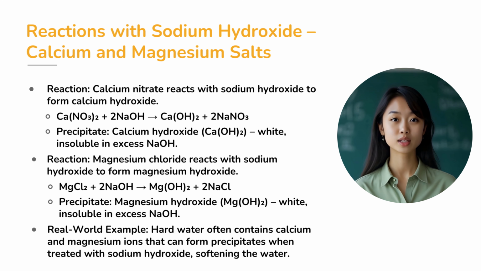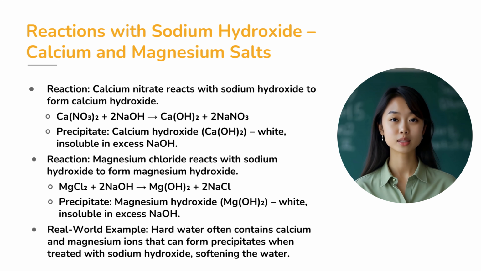When calcium nitrate reacts with sodium hydroxide, calcium hydroxide is formed and it's a white precipitate. The equation goes like this: calcium nitrate, Ca(NO3)2, reacts with 2 moles of sodium hydroxide, NaOH, to produce calcium hydroxide, Ca(OH)2, and 2 moles of sodium nitrate, NaNO3. Calcium hydroxide is nearly insoluble in water, and that's why it forms a solid precipitate. It's like when you mix chalk in water, it doesn't dissolve fully and instead forms a cloudy solution.